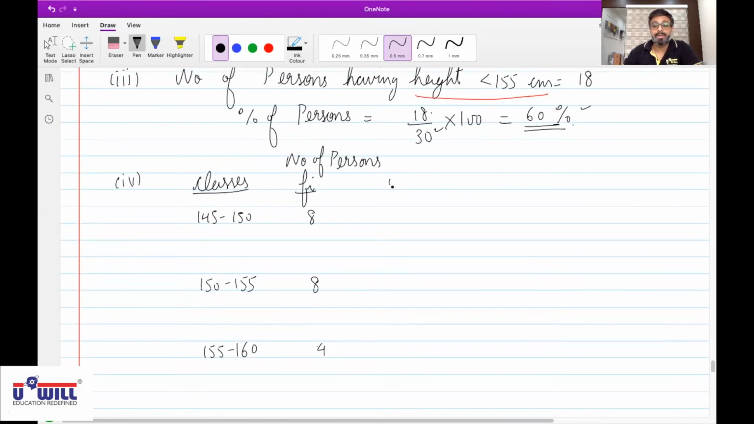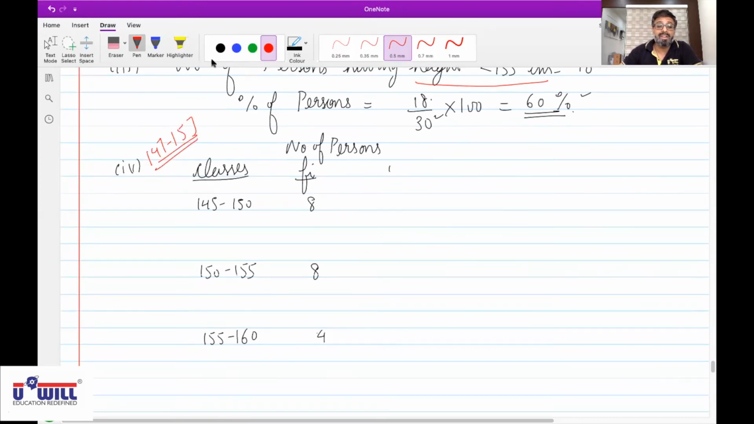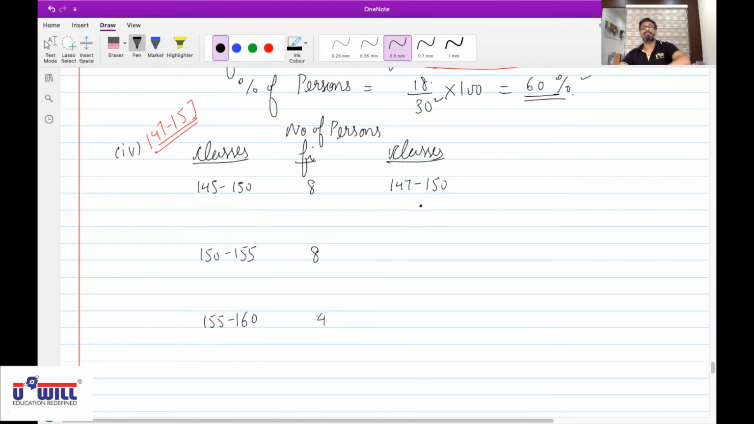Now our answer required is from 147 to 157. So do we need from 145 to 150, or from 147 to 150? We actually require from 147 to 150. We have from 145 to 150, but we require from 147 to 150. Now how will we find it? The class length of 145 to 150 is 5, and its frequency is 8.